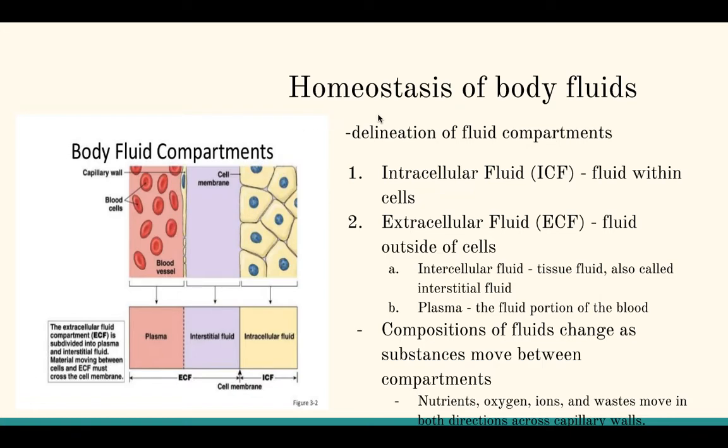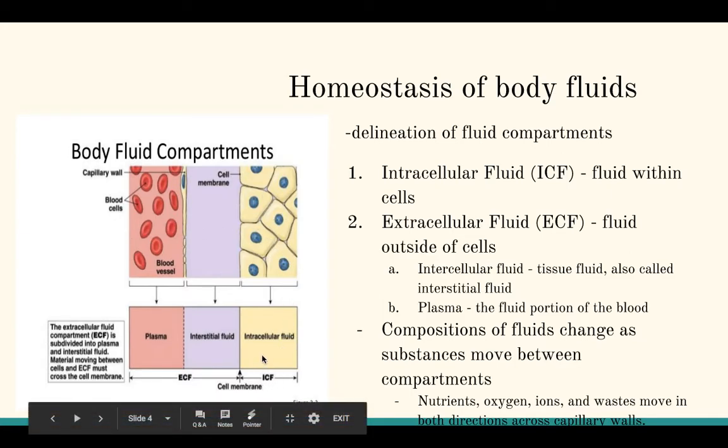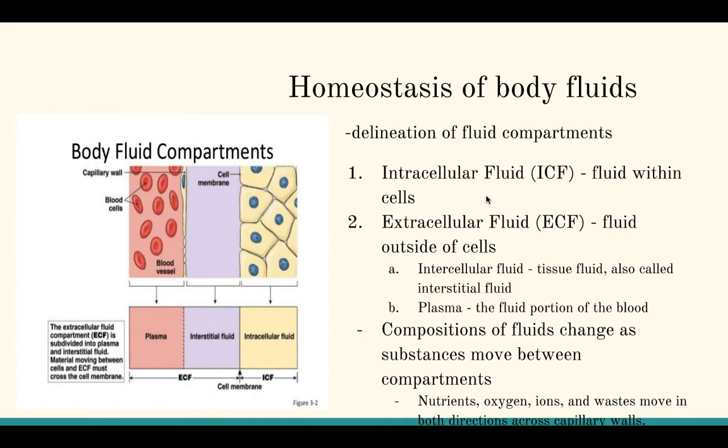All right, now there are a couple different types of fluids that we need to look at. Homeostasis is really important for how the fluid compartments are delineated. Let's break that word down a little bit, which means it's just how they're lined out. So let's move over here to this picture and take a look at this. You see here we've got ICF, which is intracellular fluid. This is the fluid that's inside of cells. And we have extracellular fluid. This is a fluid outside of cells.